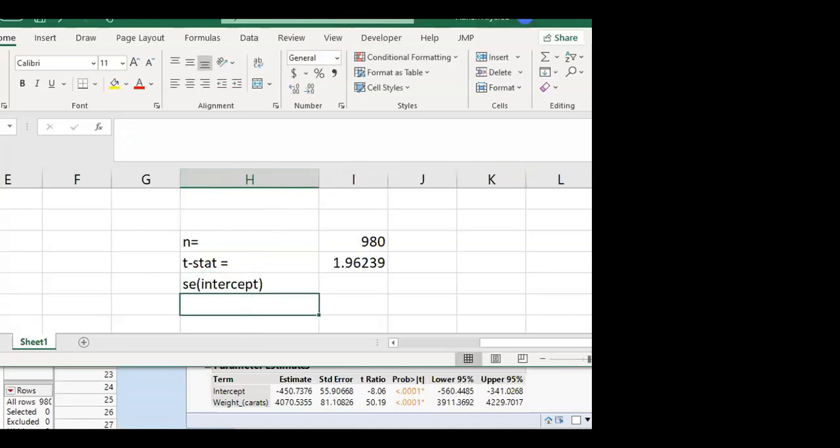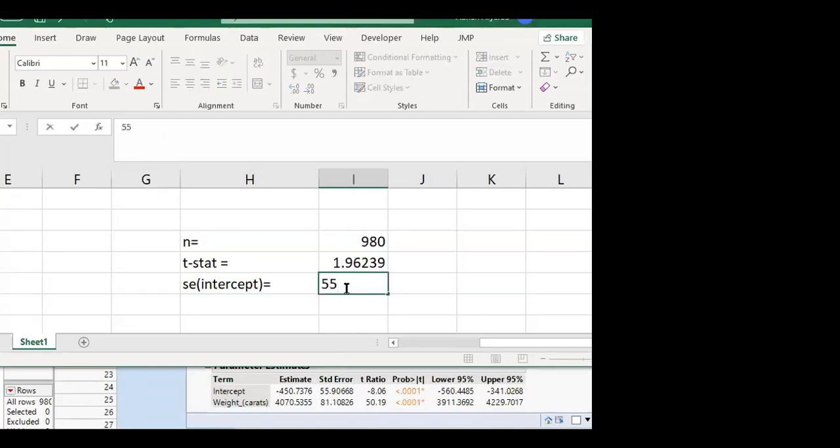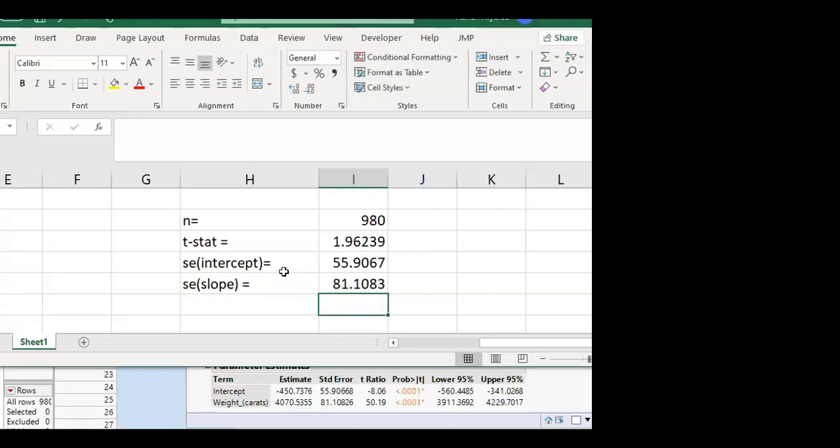Give more space here. Equals to, so this is for the standard error of the intercept. Where is it? Standard error of intercept, 55.9068. And what's the standard error of slope? Just type it in. I really want you to do this yourself and make sure you understand how this calculation is done. 81.10826. Now I have the standard errors of both intercept and slope. I have the t ratio of 1.96239. All I have to do is plus minus the intercept itself.